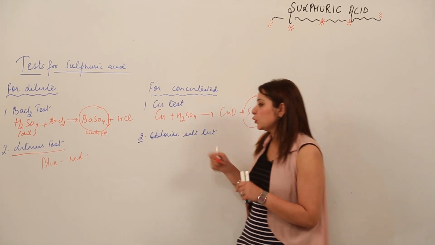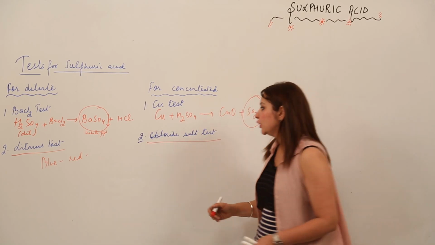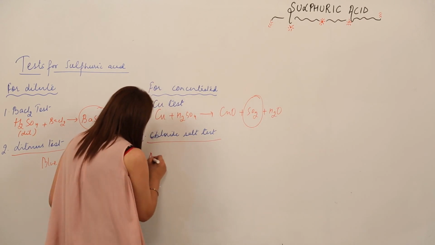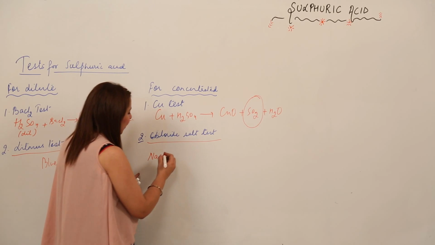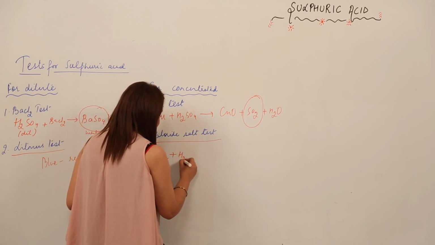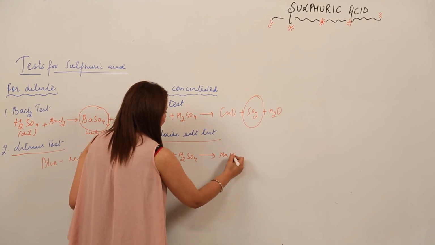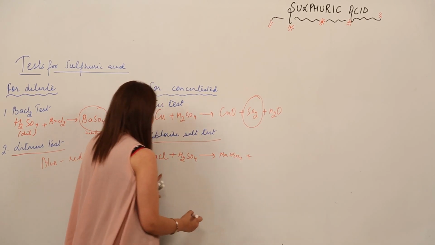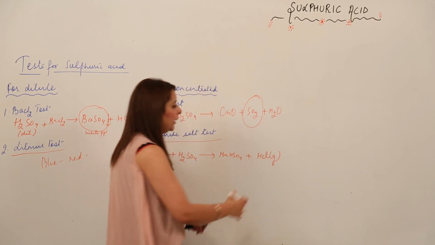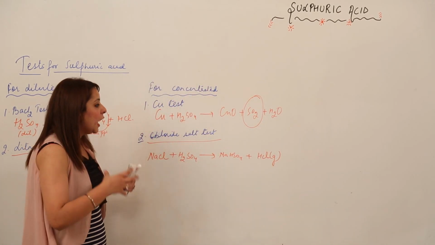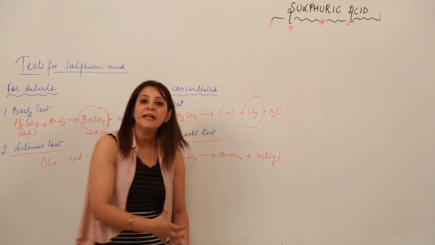Next is the chloride salt test, to identify concentrated sulfuric acid. Suppose the chloride salt I am taking is NaCl, the commonly used table salt. Now I am adding concentrated sulfuric acid to it. So what am I going to get? I am going to get an acidic salt, and with that I am going to get hydrogen chloride gas. Now how am I going to know that this hydrogen chloride gas is evolved?